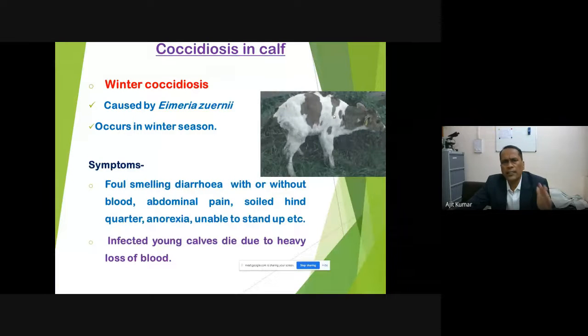Coccidiosis also occurs in calves. Winter coccidiosis is caused by Eimeria zuernii. There is foul smelling diarrhea. The diarrhea may contain blood or not. Infected calves die due to heavy loss of blood.